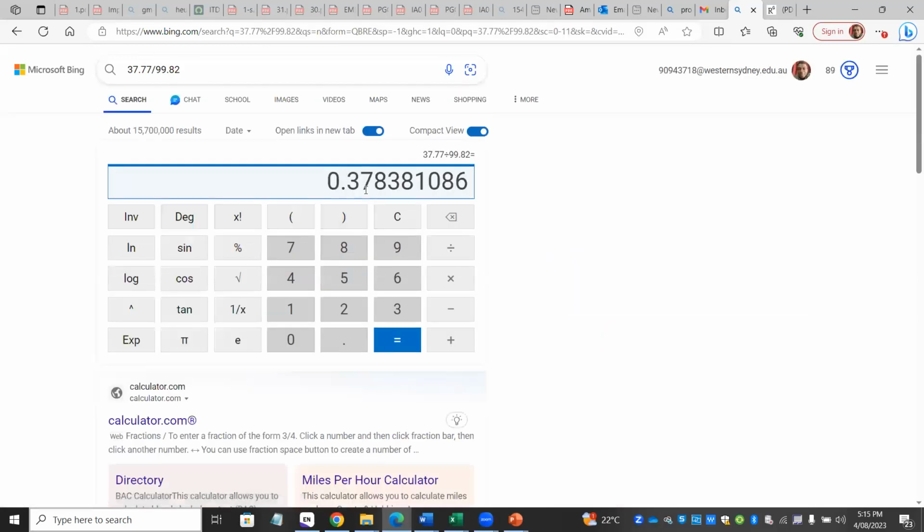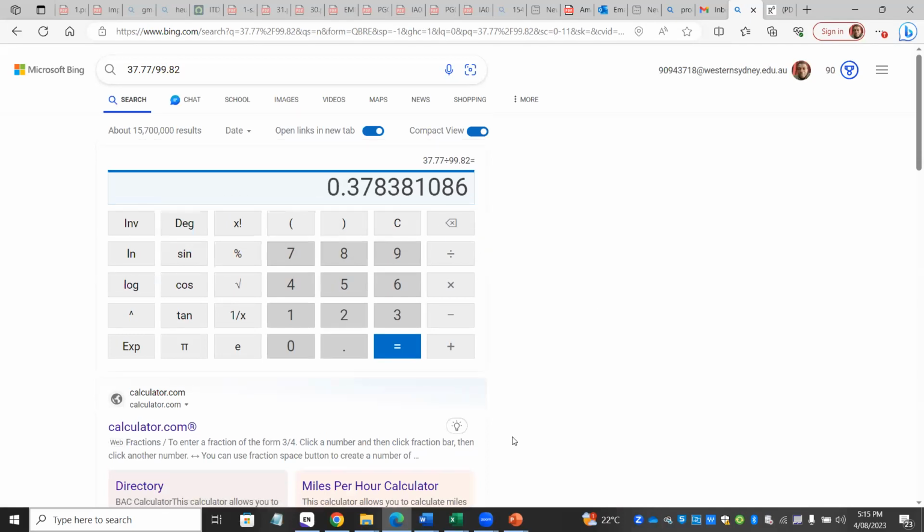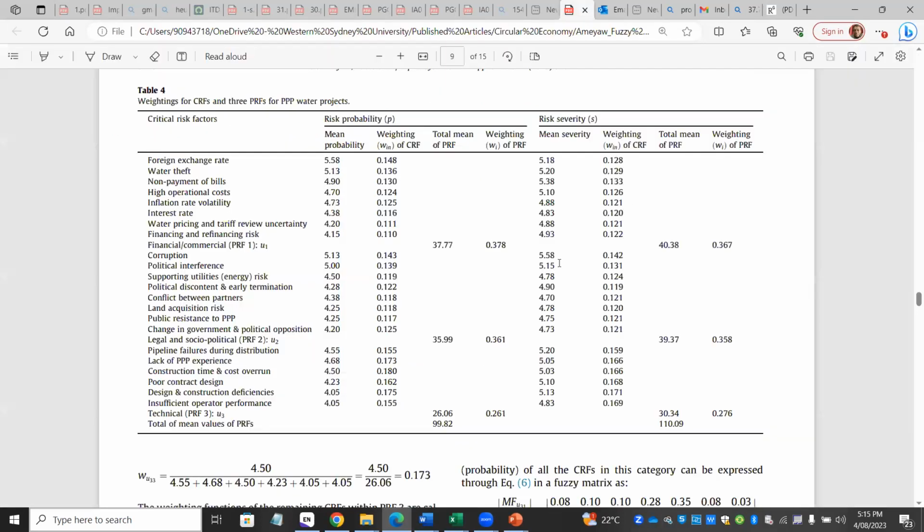And I will give you 0.378. Then you take 35.99 divided by 99.82 to give 0.361. 26.06 divided by 99.82 will give you 0.26.